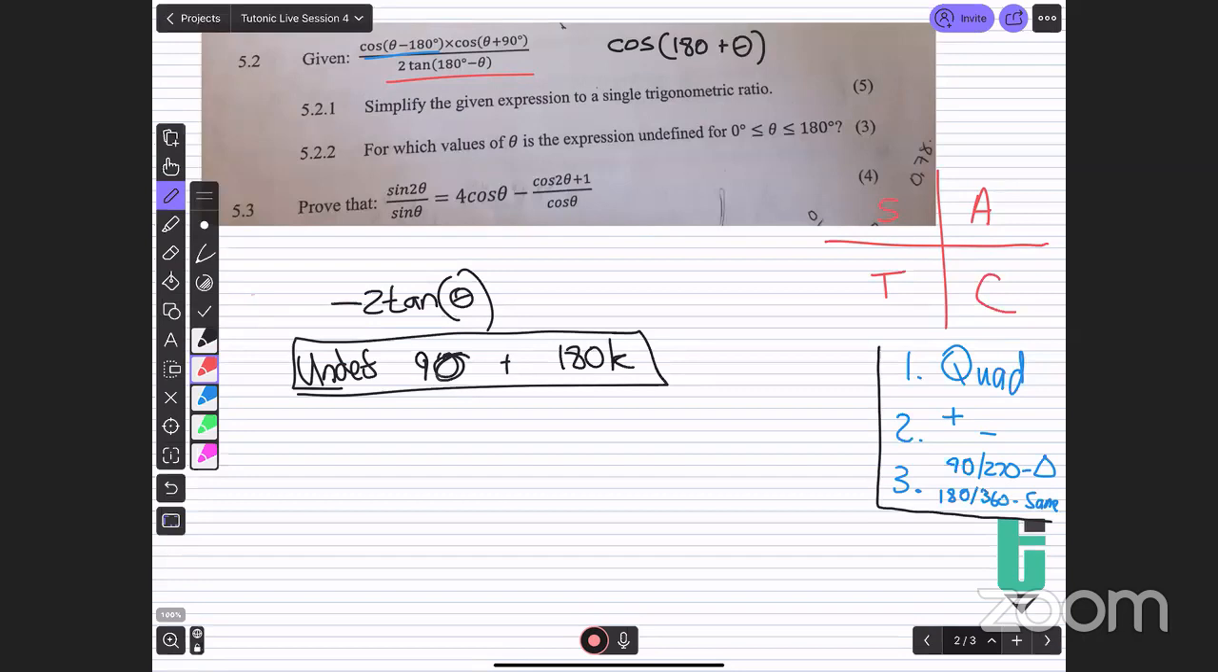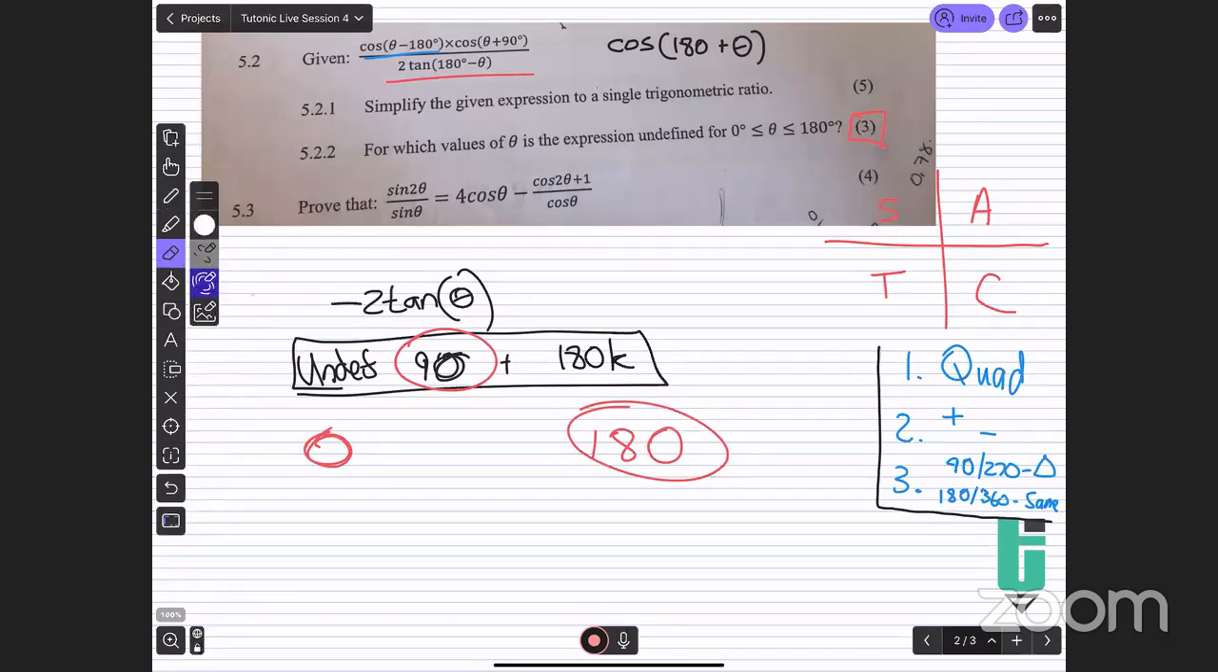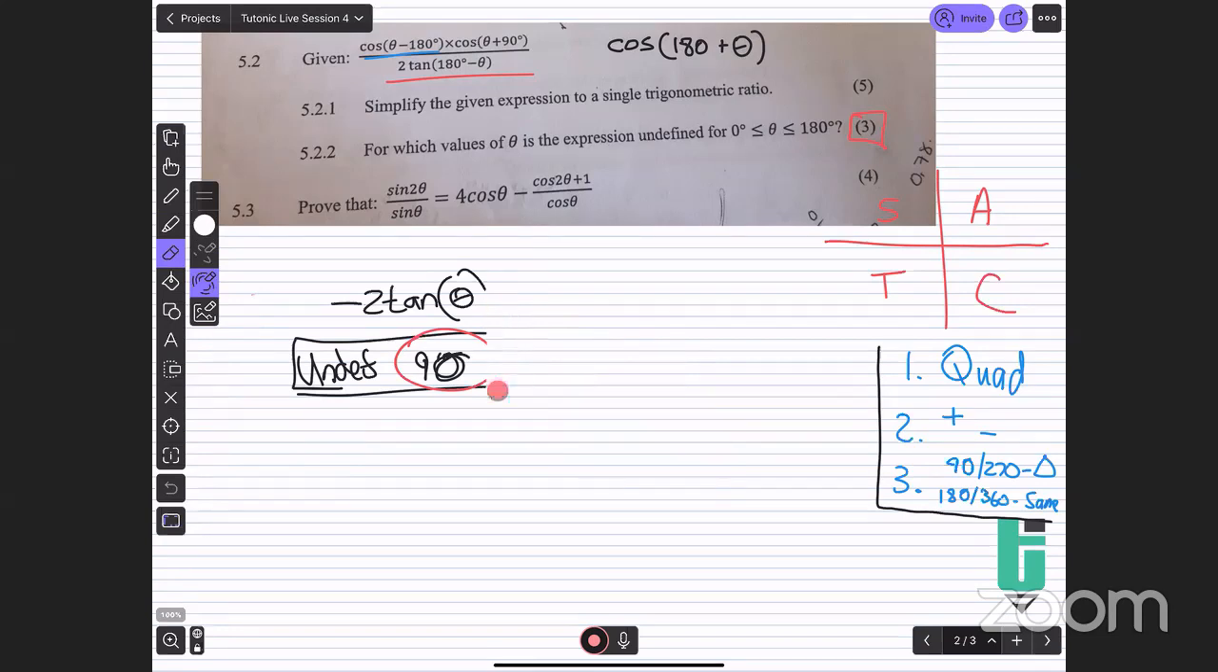Okay, so what makes tan naught? Tan is naught when theta is naught and 180. Okay, so therefore your final answer will be naught, 90, and 180. 3 marks. Usually the marks gives it away, right? So if they give you 3 marks and they want 3 answers. Okay. Nafisa, does it make sense? Yes, it does. Thank you.